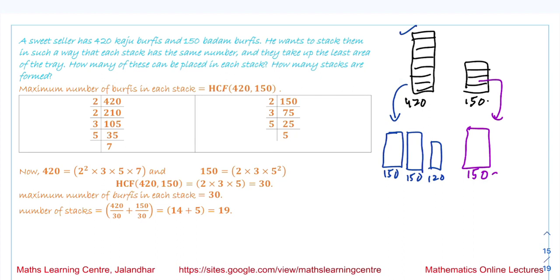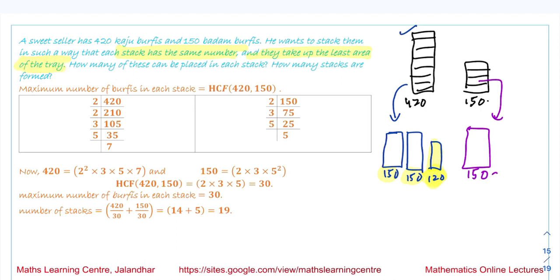Now first thing that we have to keep in mind is that each stack has the same number. Now if he keeps 150 like this, then this stack over here has 120 burfis. Now second thing we have to do is that they take up the least area.